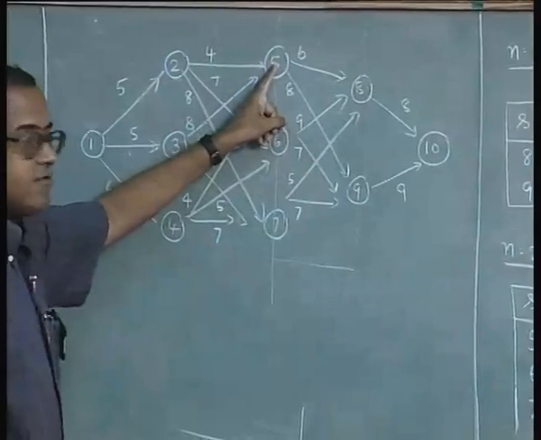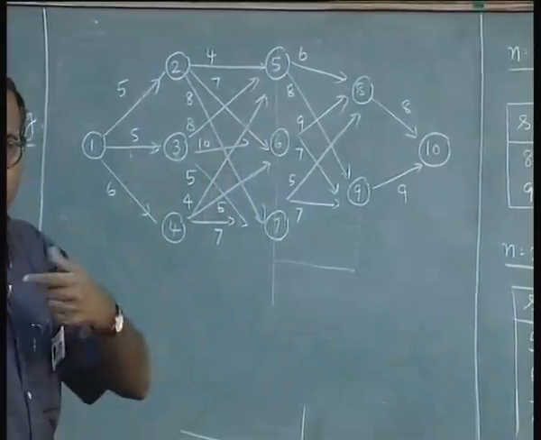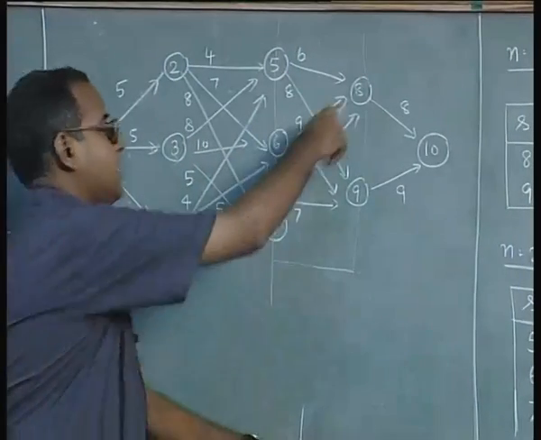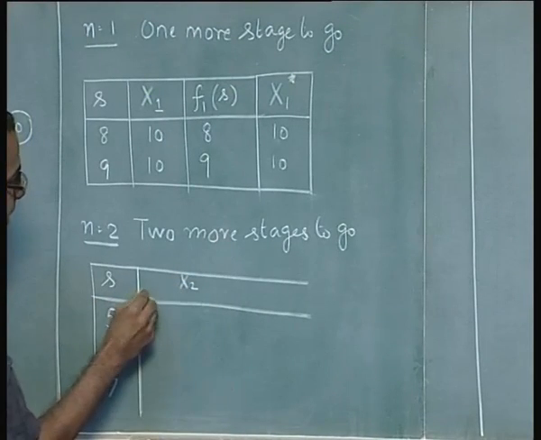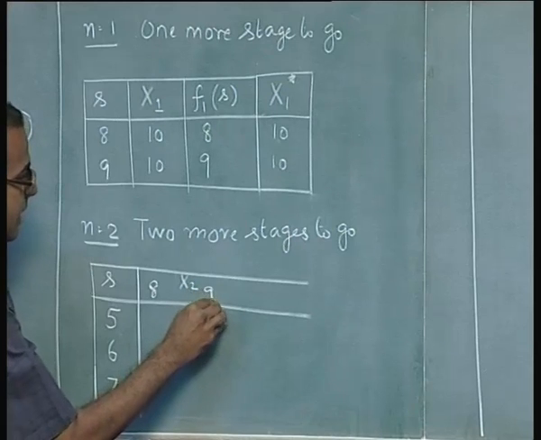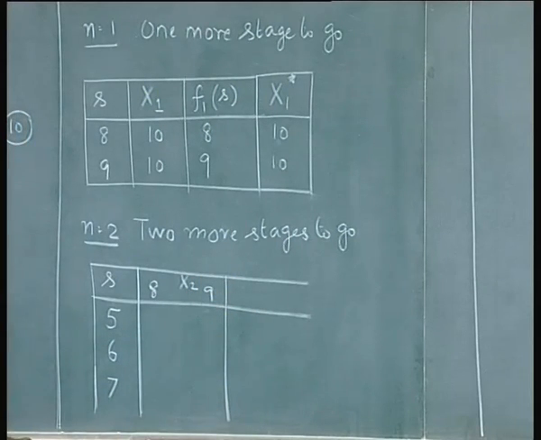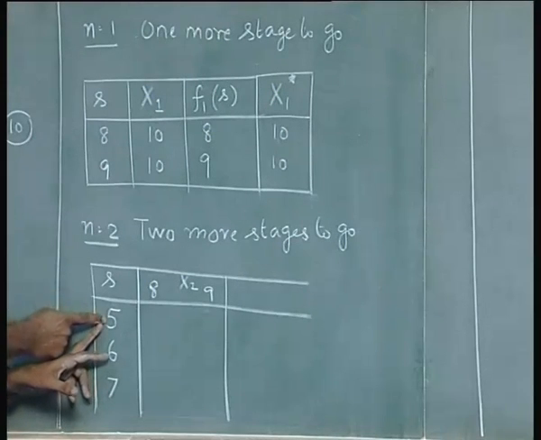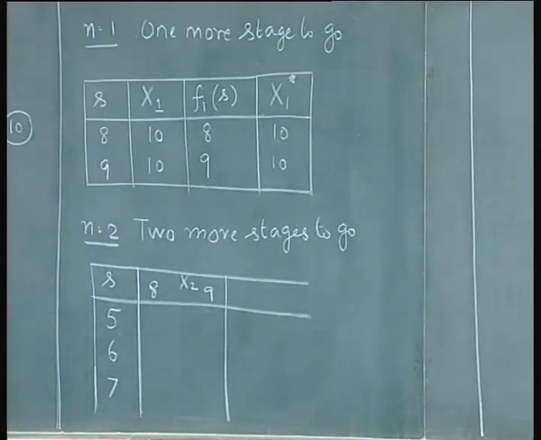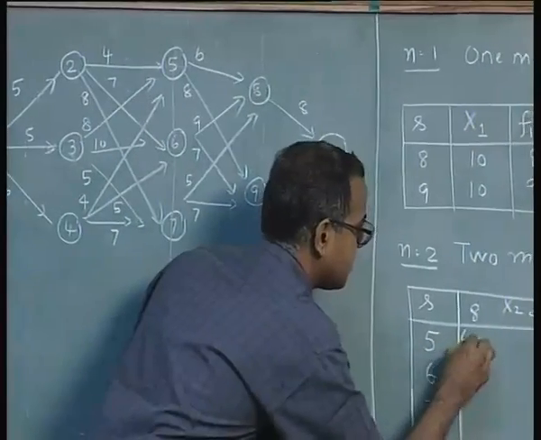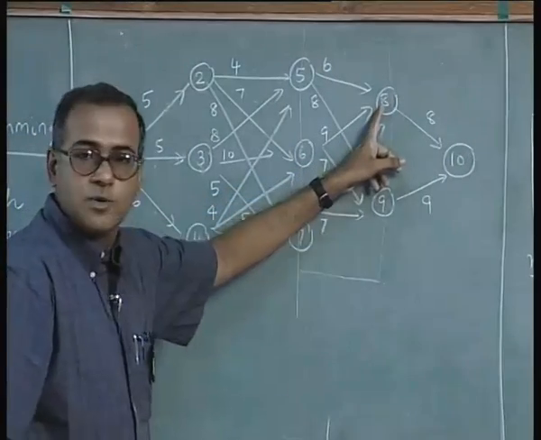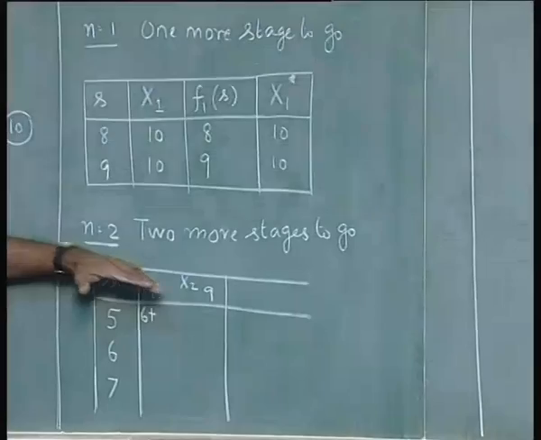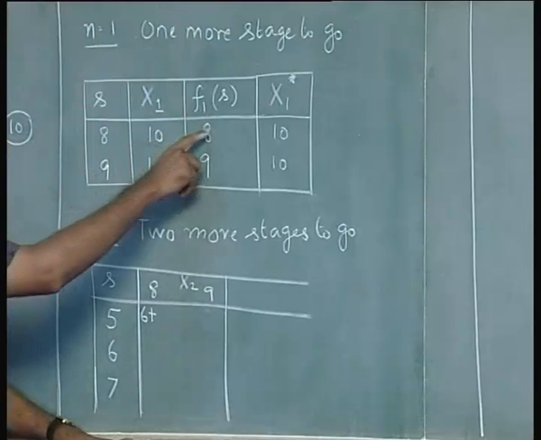Now when the person is in 5, the person has to make a decision here. The decision is where to go next, which is either 8 or 9. So now the x2, which is the decision that we have to make, can take 2 values, which is 8 and 9. Now when the person is at 5 and decides to go to 8, you incur a distance of 6, plus the best way from 8 to reach the destination 10 is already written in the previous table. So you add another 8 to this.